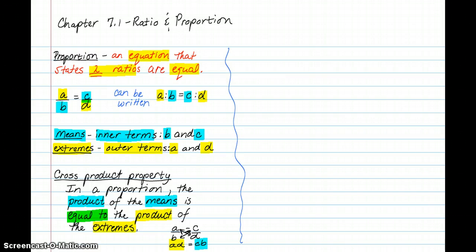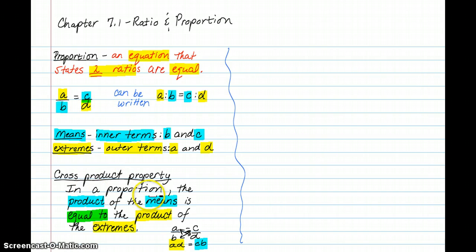Now, these parts of your proportion have different vocabulary words associated with them. The means are the inner terms, and you can see the inner terms better with this particular form. So you've got inner terms B and C right here. I've highlighted them in blue. And the outer terms, A and D, I've highlighted those in yellow. They're much easier to see when you write it in this manner. The extremes, again, are the outer terms, A and D.